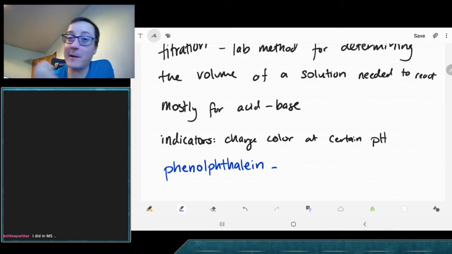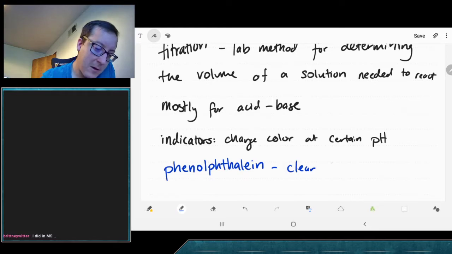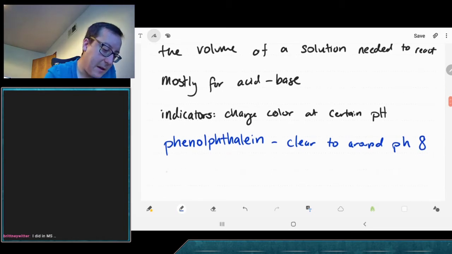But this one is a very important one because it is clear to around pH 8. After 8, it turns pink.